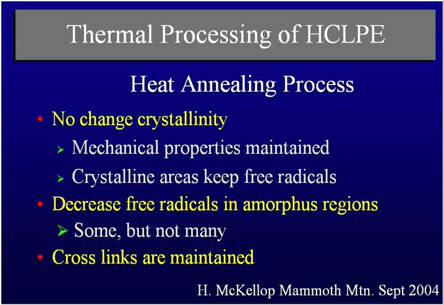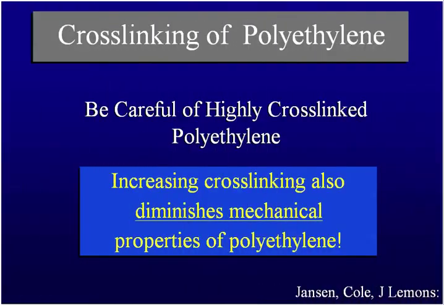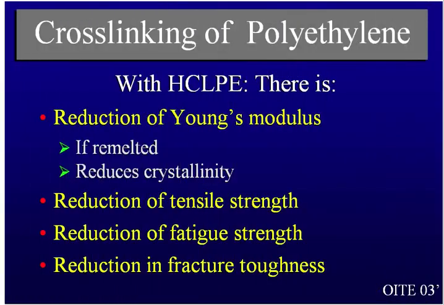So putting it all together, you have to be careful with a highly cross-linked polyethylene. Increasing the cross-linking also diminishes the mechanical properties of polyethylene. So with highly cross-linked polyethylene, you have a reduction of Young's modulus, a reduction of tensile strength, a reduction of fatigue strength, and a reduction of fracture toughness. And one of those will be on the boards.